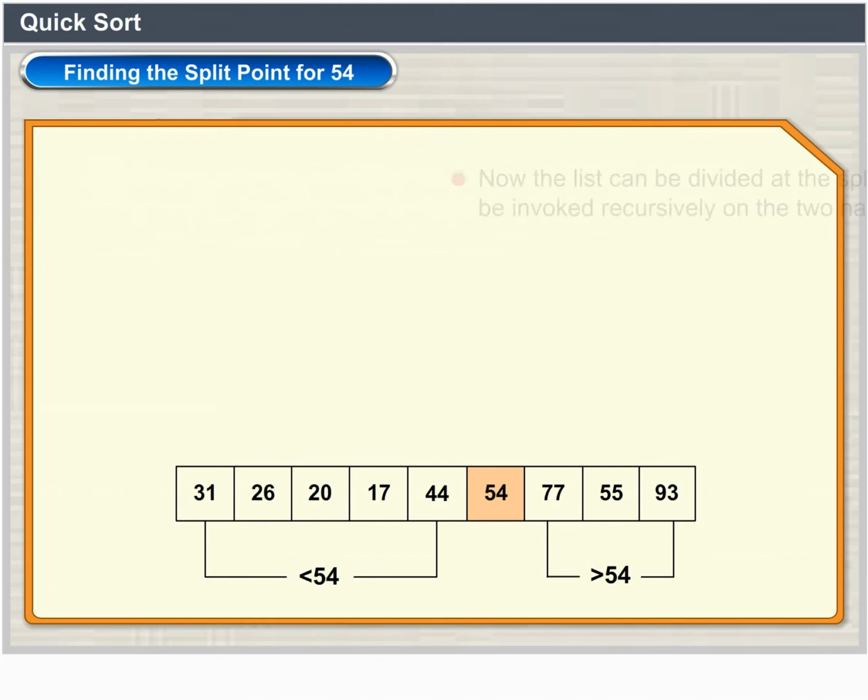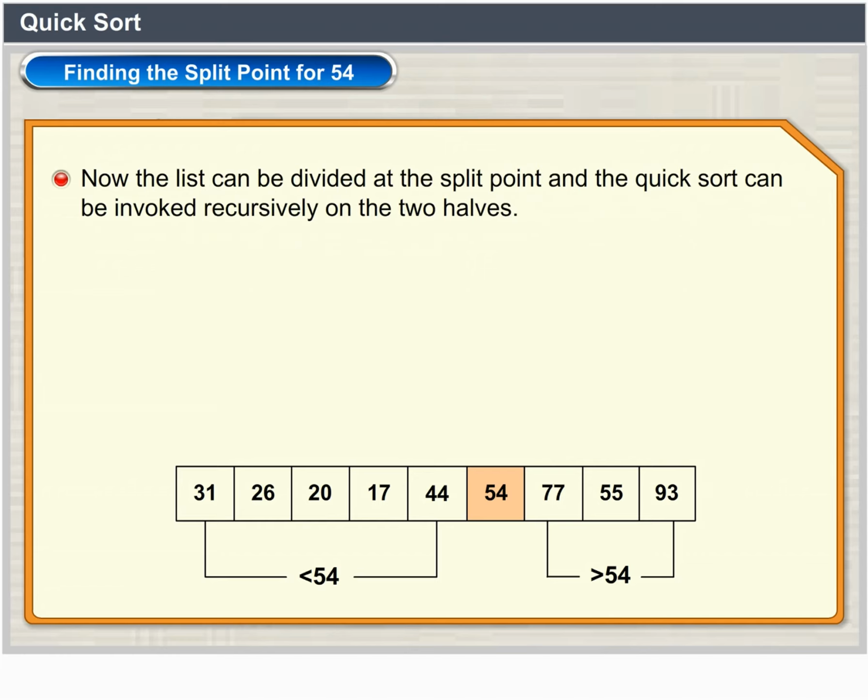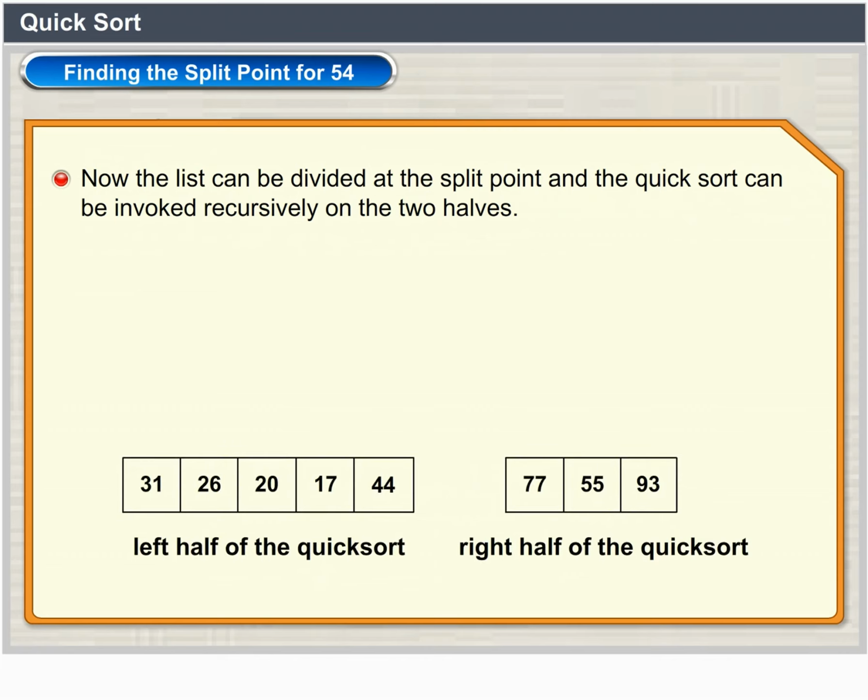Now the list can be divided at the split point, and quicksort can be invoked recursively on the two halves. This figure shows that 54 is in place. Left half side values are less than 54 and right half side values are greater than 54. The left half and right half of the quicksort is shown in this figure.